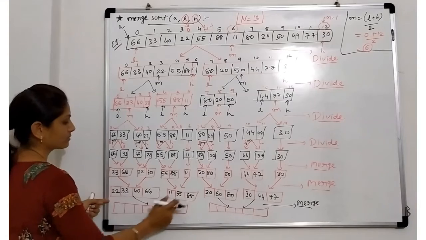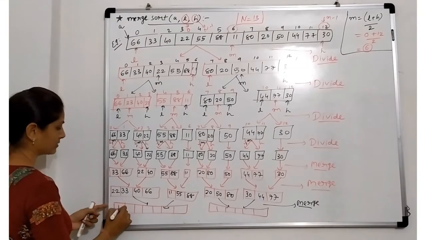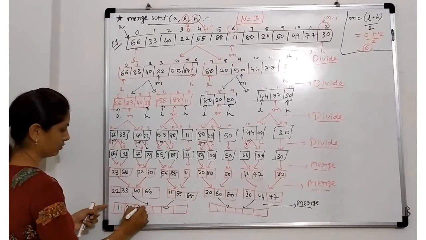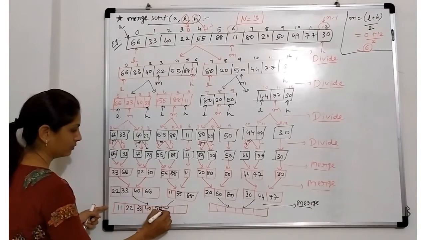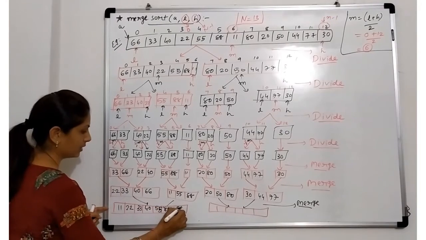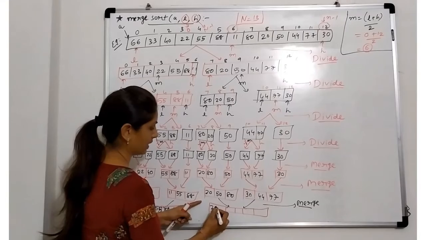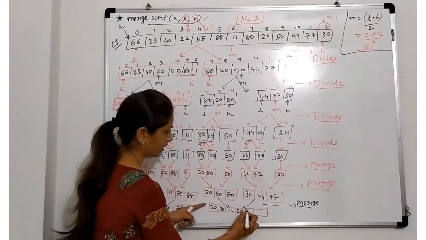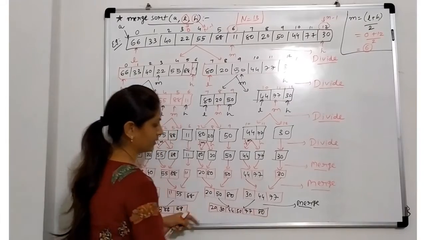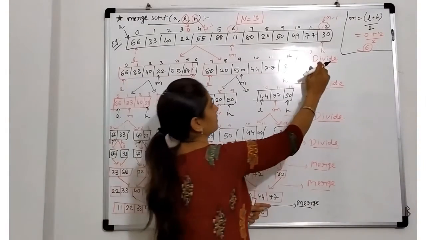Now write down these 4 and 3 in one part. So the first element is always 11, 22, 33, 40, 55, then 66, 88. Here from these 2 parts, first is 20, 30, 44, 50, 77, 80. Clear? Now the last merge step is this.